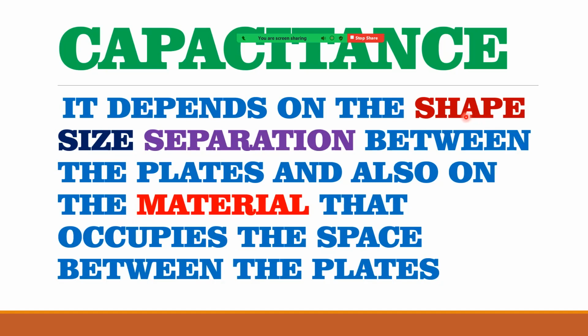Next is shape, like circular plates, square plates. It can be any shape. Depending on the shape, area changes. And coming to size, suppose I'm taking circular plates. Shape is circular, but if R is more, area will be more, pi R square. So shape, size, and separation between them, epsilon naught A by D. If D value changes, capacitance changes. So capacitance depends on the shape, size, separation, and the material that occupies the space between the plates, right?